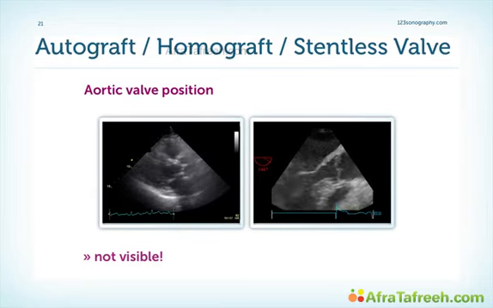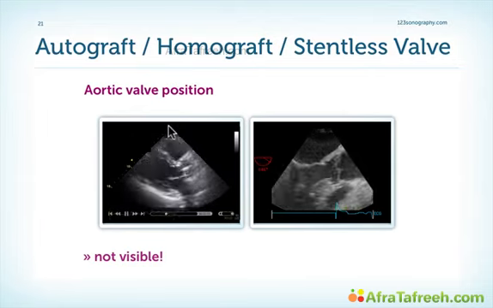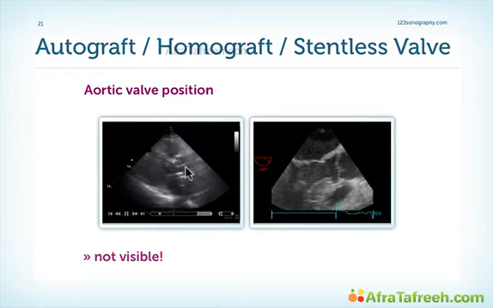This also holds true for auto and homografts. Here's such an example of a patient with a homograft which is just partially calcified but still opening quite nicely. Now, this could just as well be a sclerotic normal aortic valve.